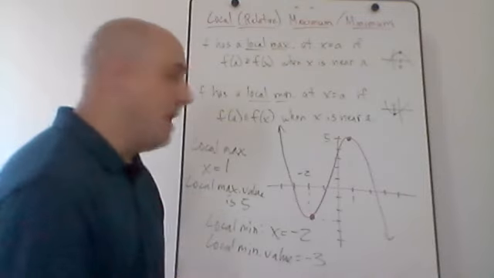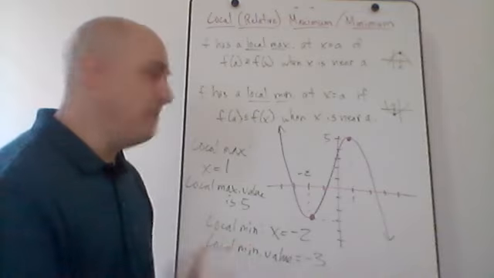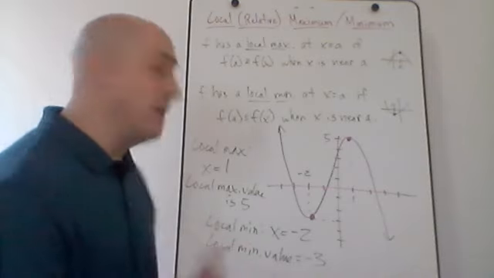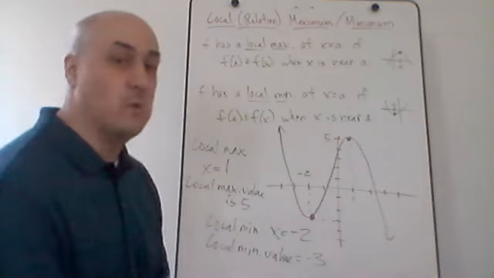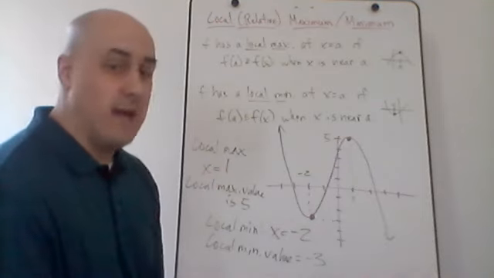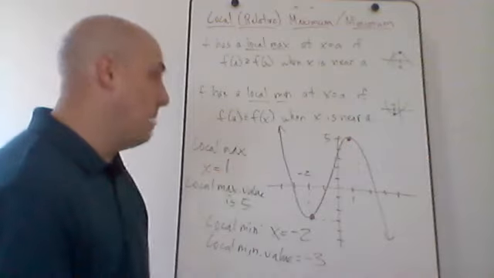So when you talk about calculus, if you ever get into that class, that's an important thing to realize when you're talking about local maximums and local minimum points. Other than that, though, like I said, they're pretty easy to identify. You're just looking for the top of a hill or the bottom of a valley.